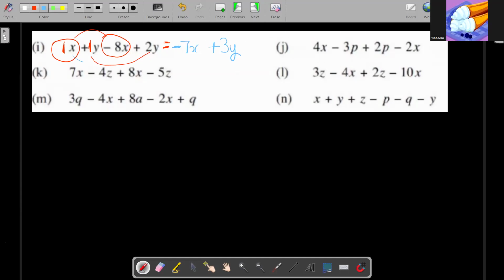Nice. Part G. Next volunteer. Tristan Pierre. Part K, sir: we do 7x plus 8x and we get 15x. And then negative 4z and negative 5z equals negative 9z. So the answer will be 15x minus 9z. Yeah, good. Nice. Next one.